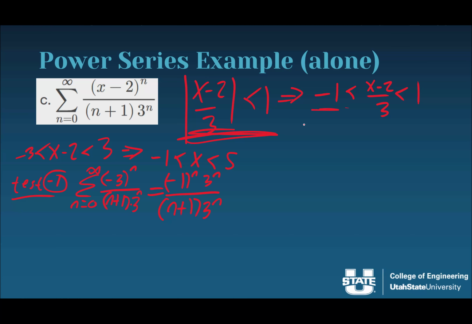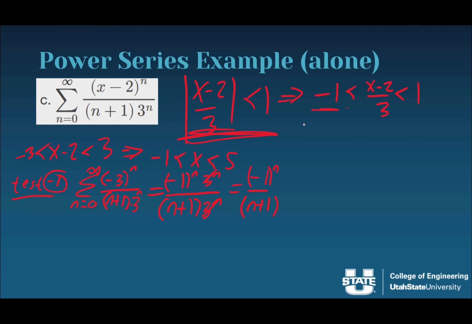Now we can cancel this. And now that means we're going to have negative 1 to the n over n plus 1. Everybody see how we're evaluating that?